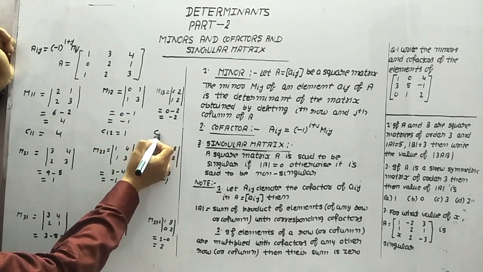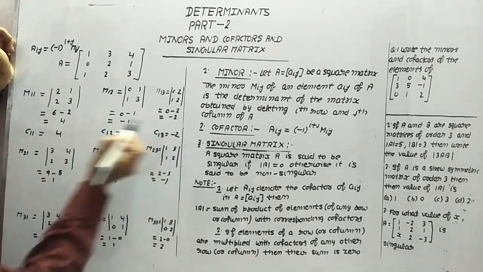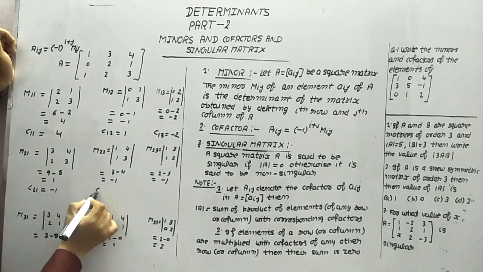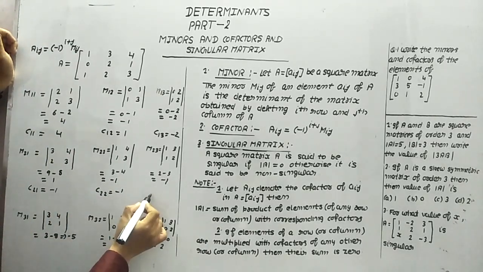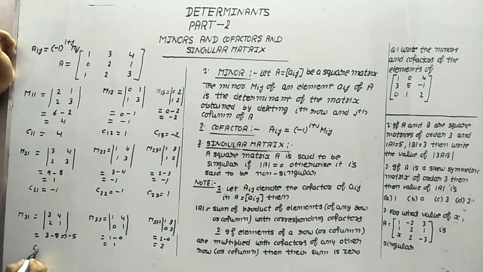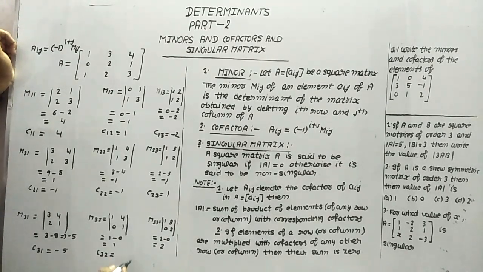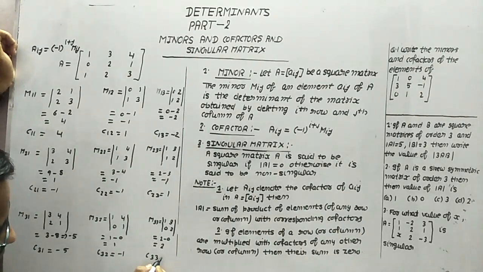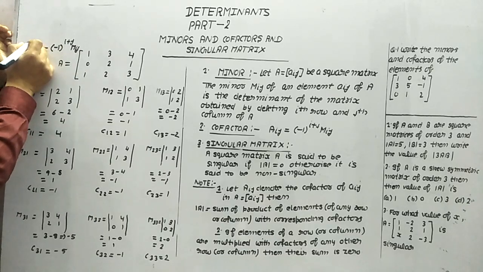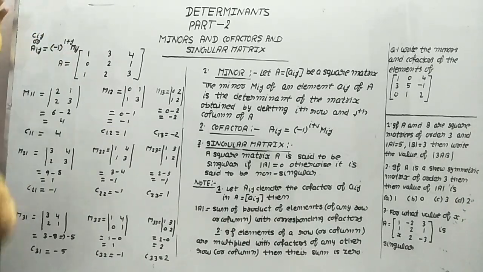In the same way, C12. What is this? C12 is 1, because minus 1 into minus 1 is 1. In the same way, C13 is minus 2. C21 means minus 1. C22 means minus 1. C23 is odd, that's why this becomes 1. In the same way, C31 means minus 5. C32 means minus 1. And C33 means 2. Here I am writing C11; normally we can write Aij or Cij. The meaning is the same. Both terms represent cofactors.